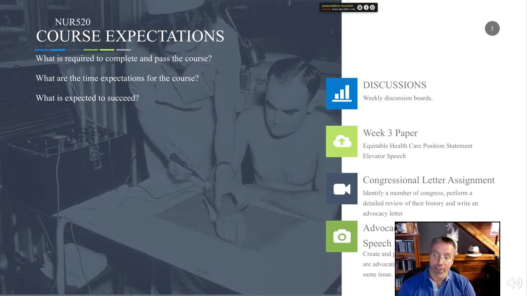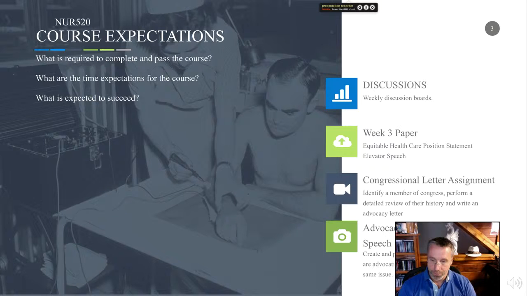Again, make sure you have evidence to support it. So you want to have a reference list. And you also want to include in the paper that you turn in to me the history of that legislator, their party affiliation, how long they've served, what their position is, what committees they might serve on, and any healthcare legislation they may have sponsored.